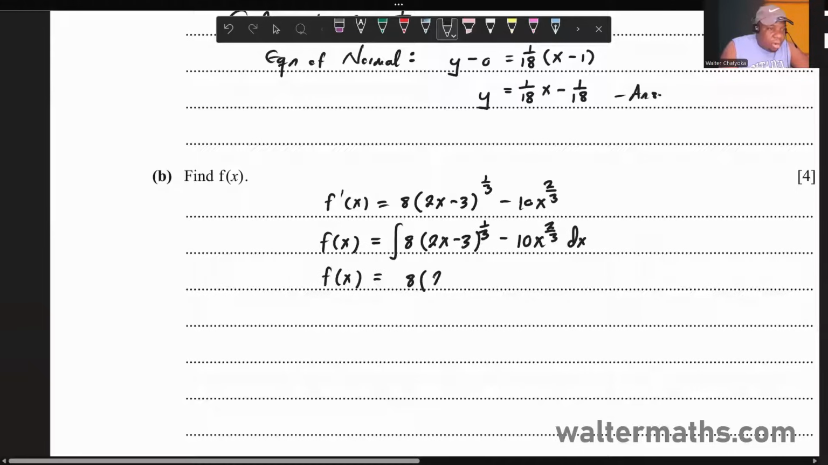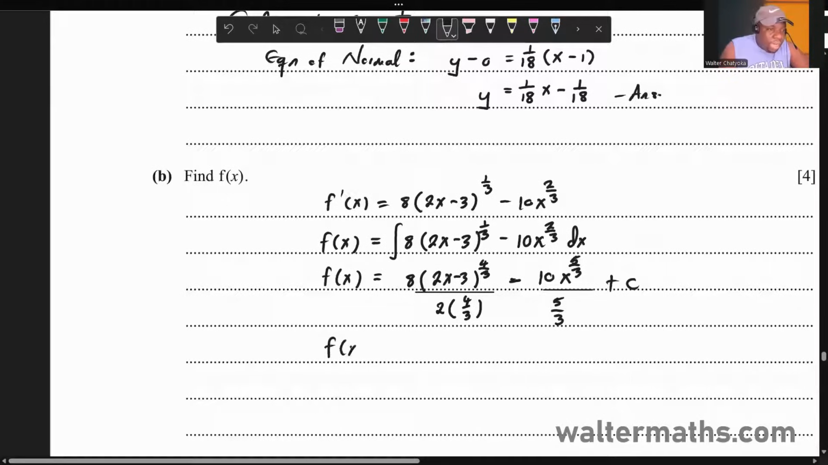8 of 2x minus 3. A third plus 1 is 4 over 3. So we'll be having 4 over 3, and that's over 2 of 4 over 3 at the bottom, and that's minus 10x to the power of 2/3 plus 1, that's 5 over 3, and that's divided by 5 over 3, and that's going to be plus c.